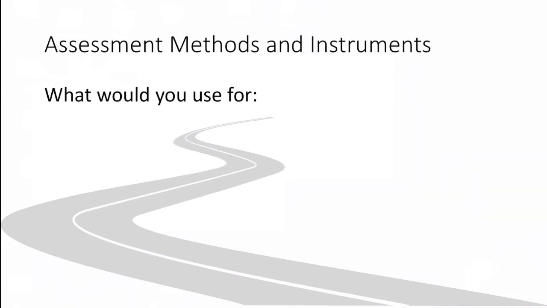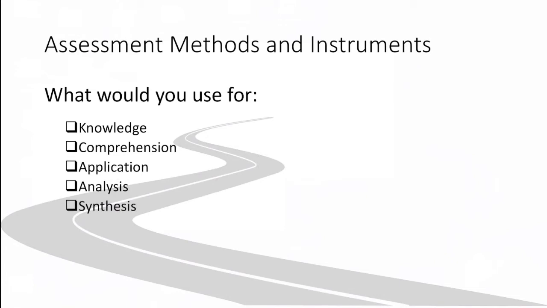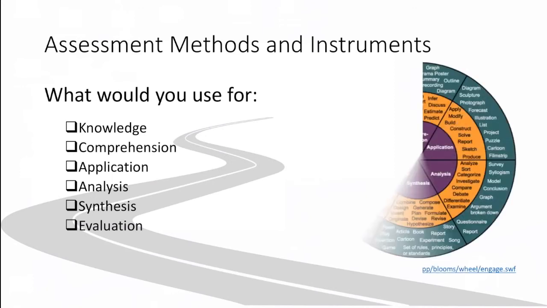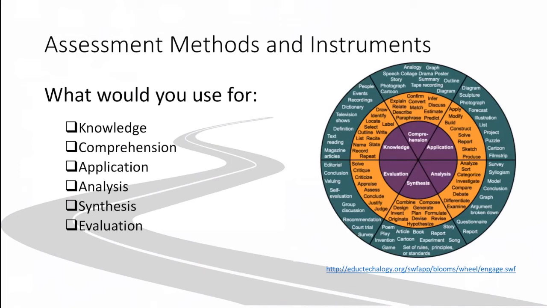All right, when thinking about your course, what assessment methods and instruments you might use for the different levels of Bloom's taxonomy, which I think most of you are familiar with based on our pre-survey. You've at least heard of it. Bloom's taxonomy says that there are different levels of learning that move from simple knowledge to comprehension, application, analysis, synthesis, and then evaluation. If you are thinking about those different levels, this wheel here shows action verbs that you could include in your objectives or outcomes. And then the outside ring actually shows different types of assessment methods and instruments that you could use.